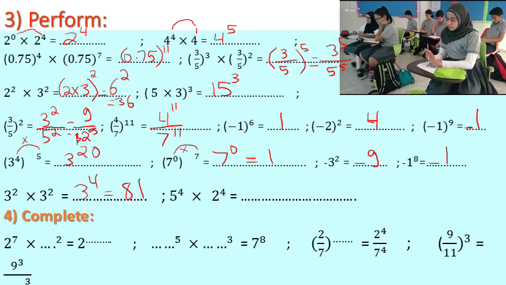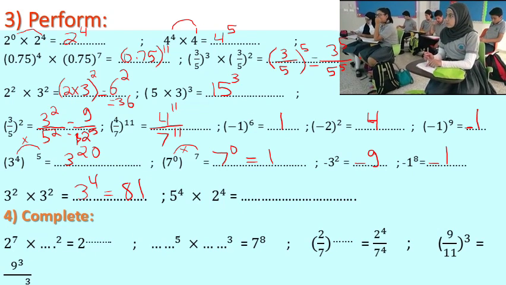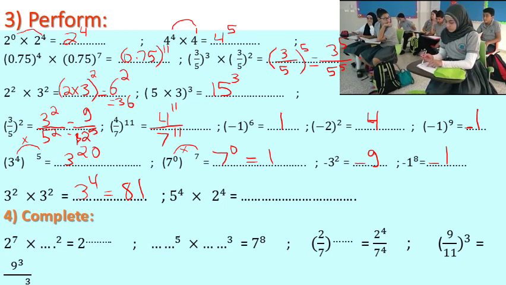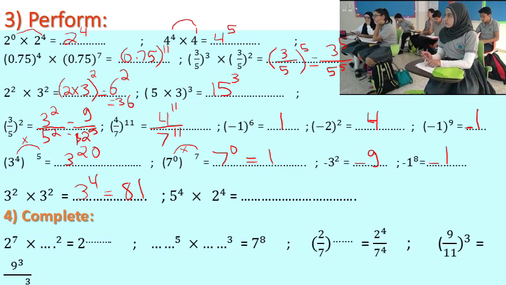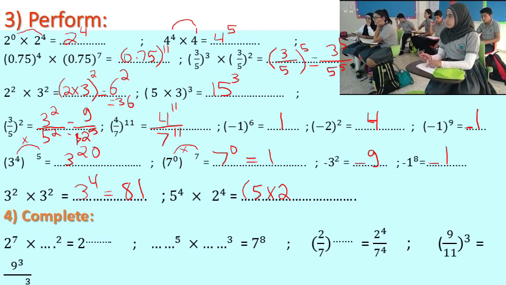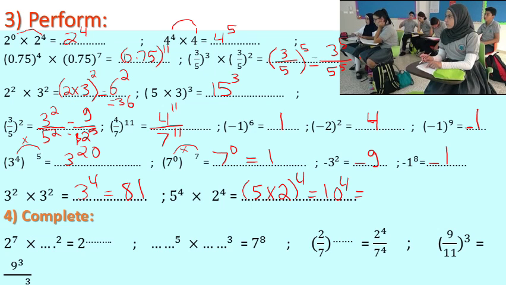Now, Muhammad, 5 to the power 4 times 2 to the power 4. Look at the board. How can we write it? 5 times 2, all of it to the power 4. So 5 times 2 is 10 to the power 4. How can we write 10 to the power 4, Muhammad? It equals 1 and 4 zeros. Yes, 1 and 4 zeros.